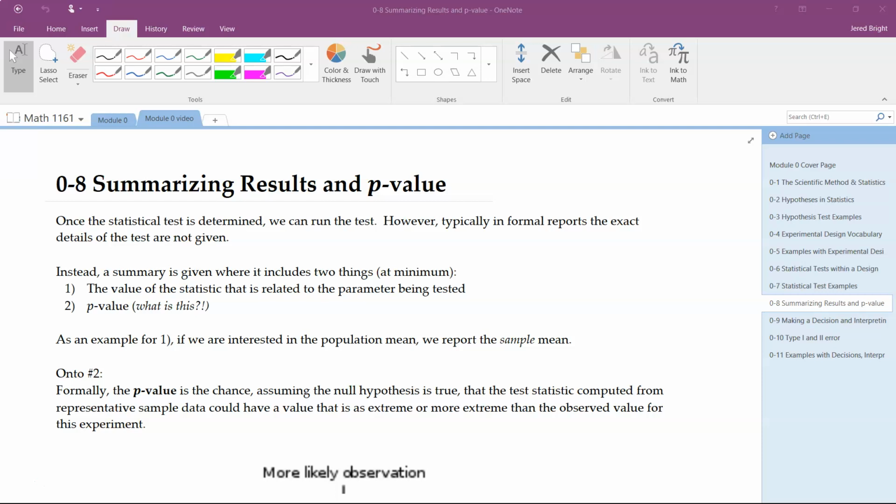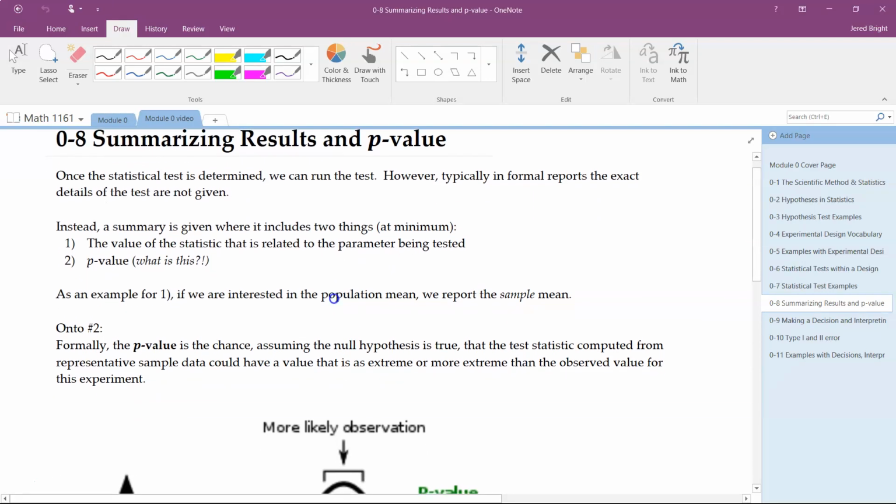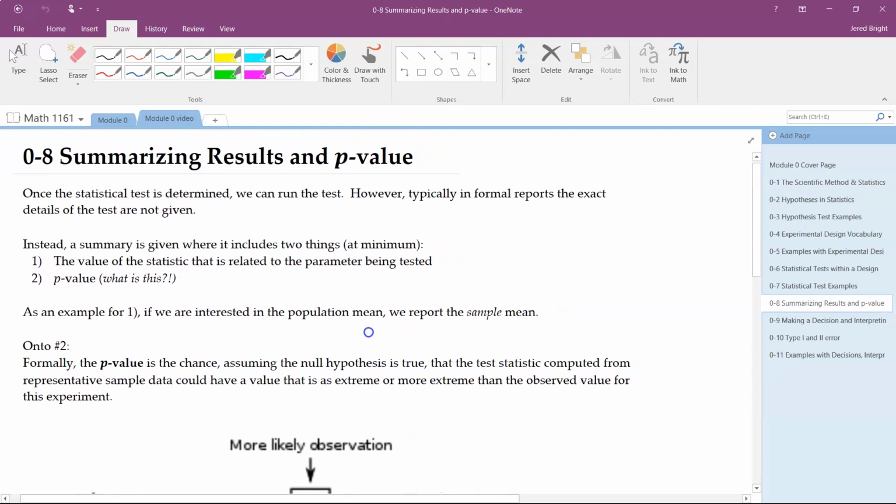Okay. So in general, when we include a summary, we should include the value of the statistic that's related to the parameter that we're studying. So if we're looking at a mean, report the sample mean. And then if we're doing a statistical test, which in this course we are, we'd want to report the p-value. Okay, but what is a p-value?